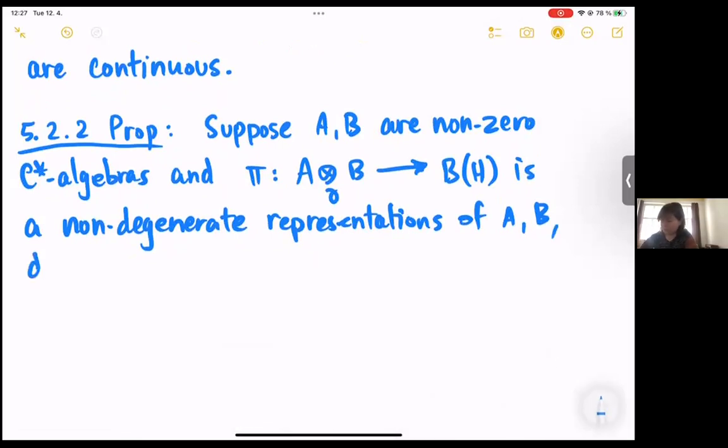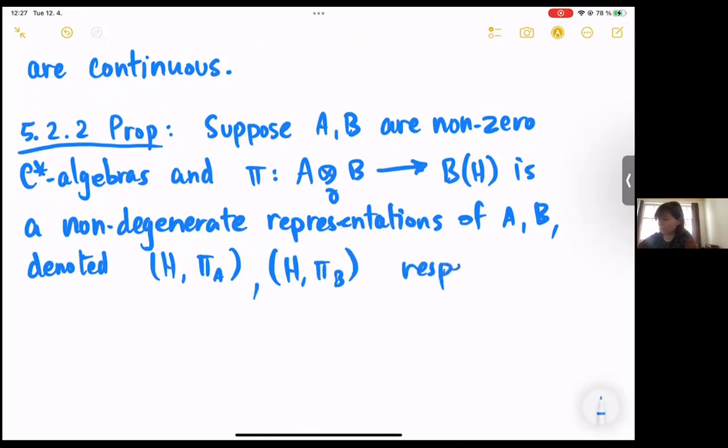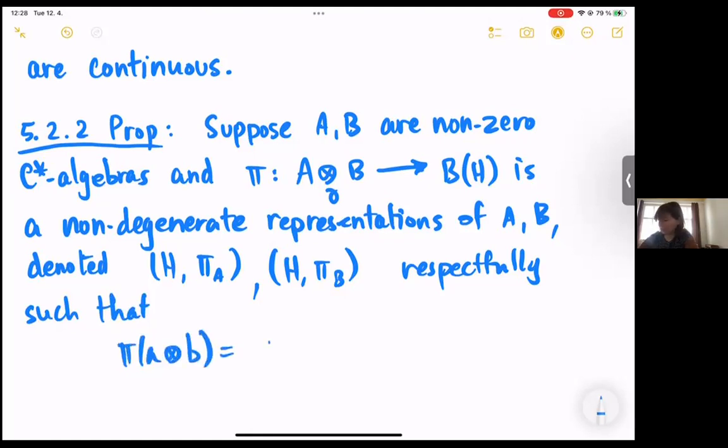Which we will denote pi_A and pi_B, respectively, such that pi of a tensor b is pi_A of a times pi_B of b.